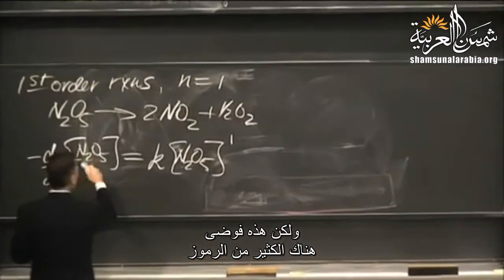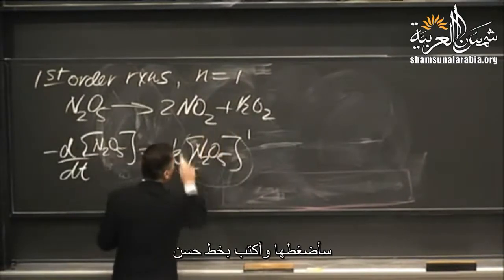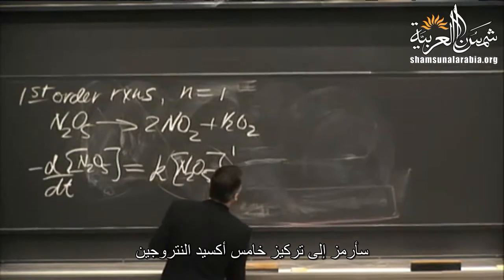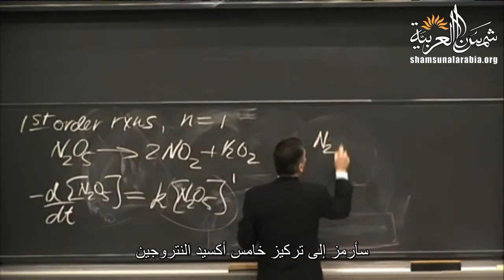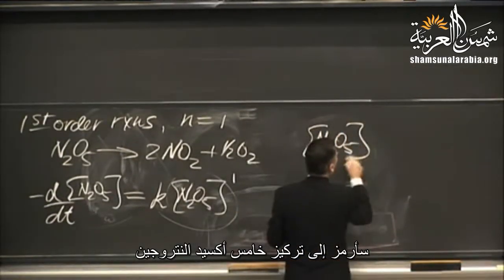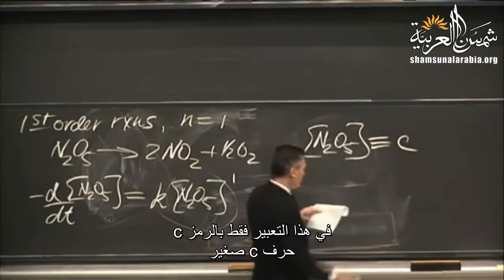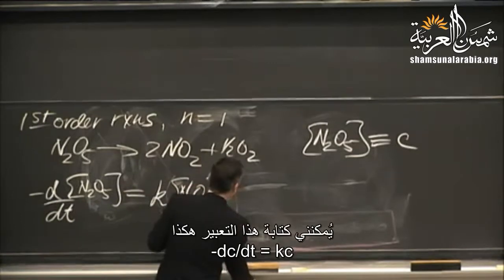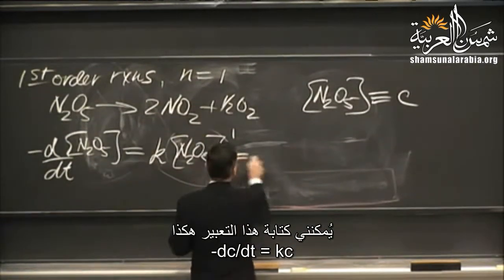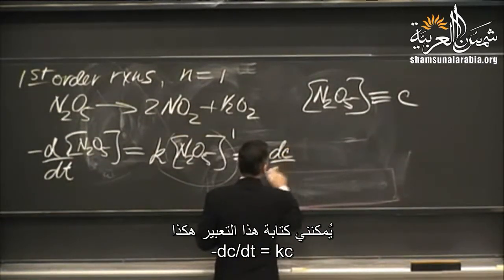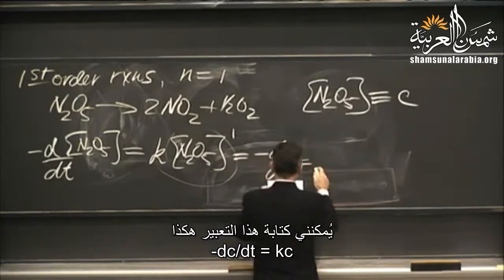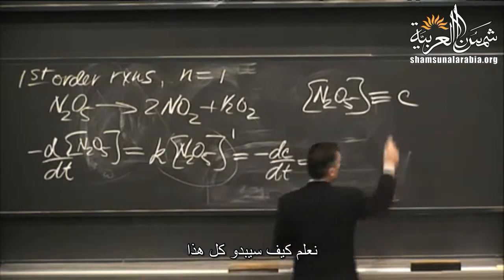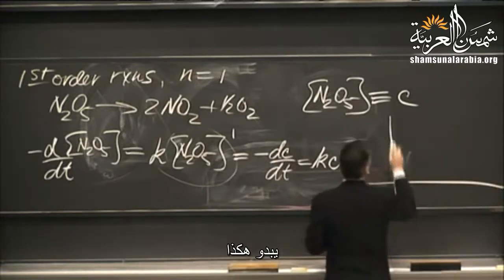But this is messy. There are too many characters here, so I'm going to compress this and give myself a nicer font. So I'm going to now let the concentration of N2O5, just in this expression, be c, lowercase c. That way I can speed this thing up. So I can rewrite this expression here as minus dc by dt equals k times c. All right? And so we know what this is going to look like. They all look like this.